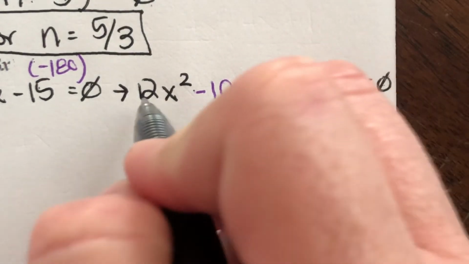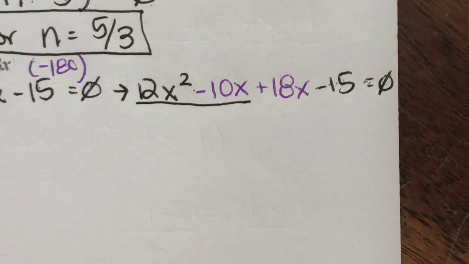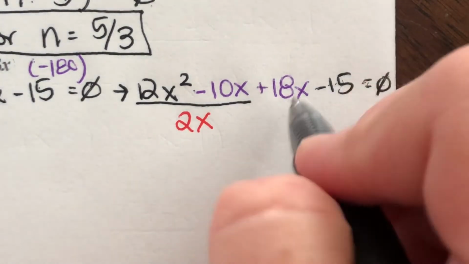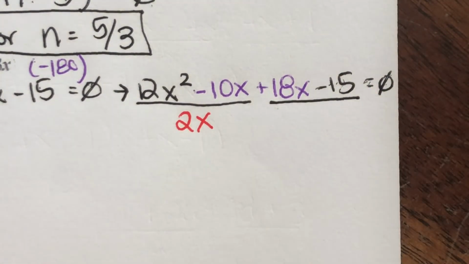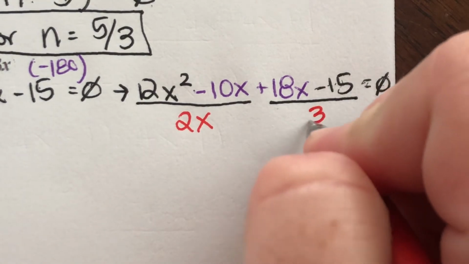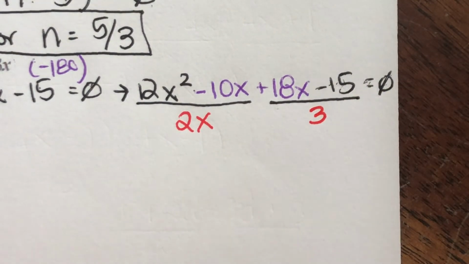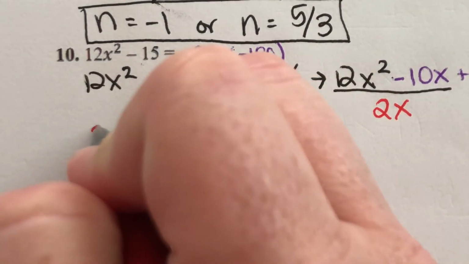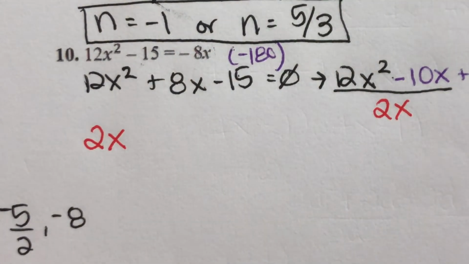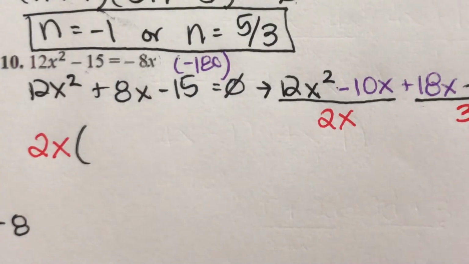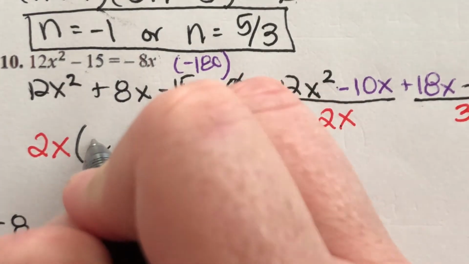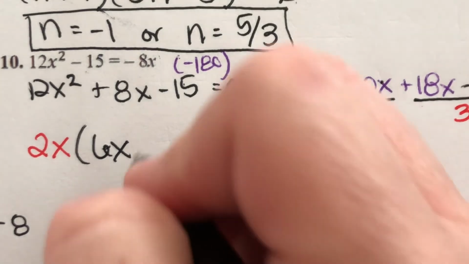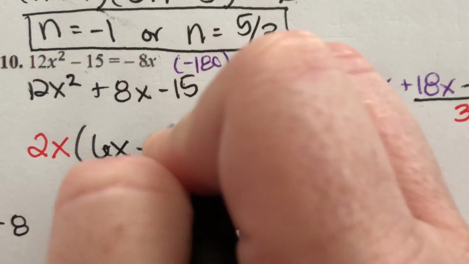And then I'm going to group the first two terms. And I can divide both of these by 2x. And I'm going to group the second two terms. And I can divide both of those by 3. And that's it. So now I can rewrite this. I'm going to pull the 2x out front. I'm going to move over here. And everything left over after I divide in parentheses, 12x squared divided by 2x is 6x. Negative 10x divided by 2x is negative 5.